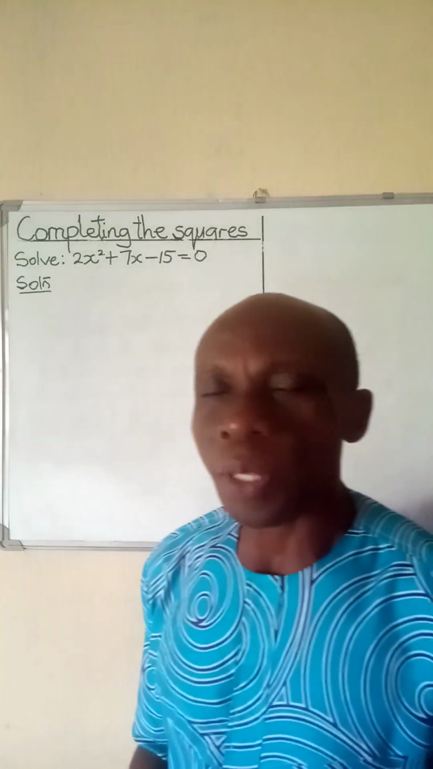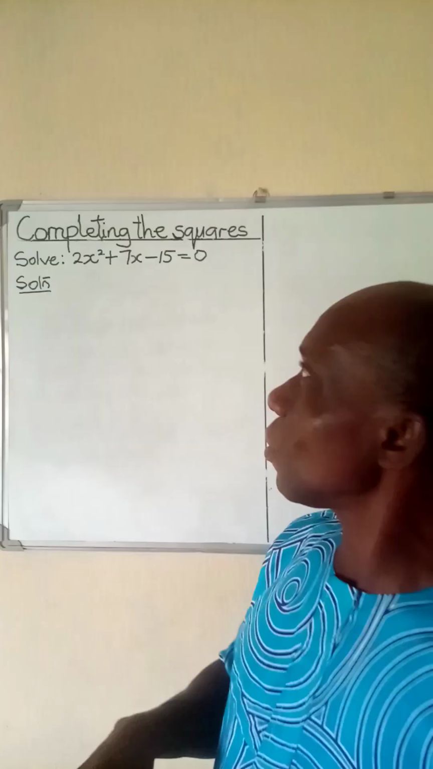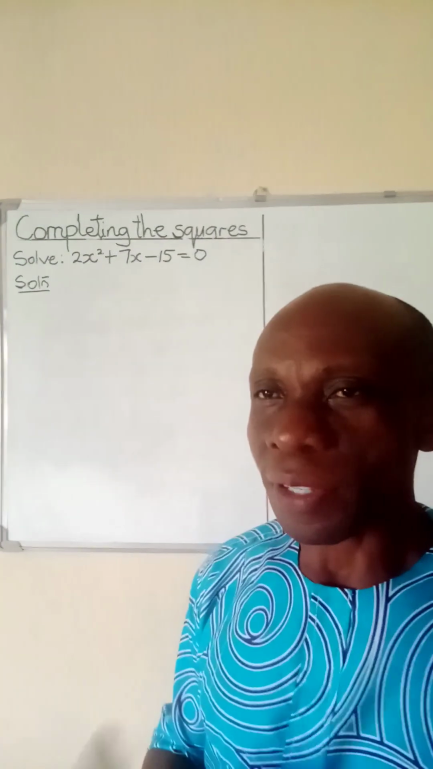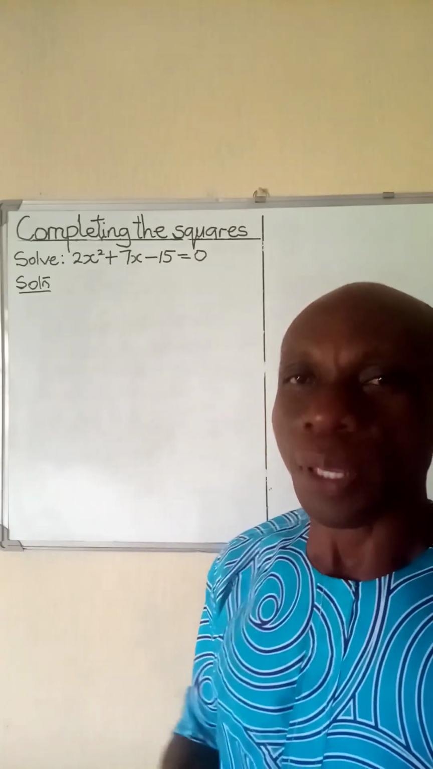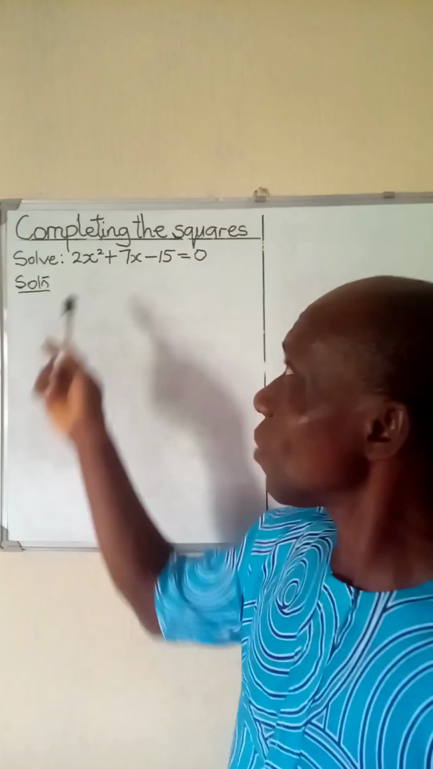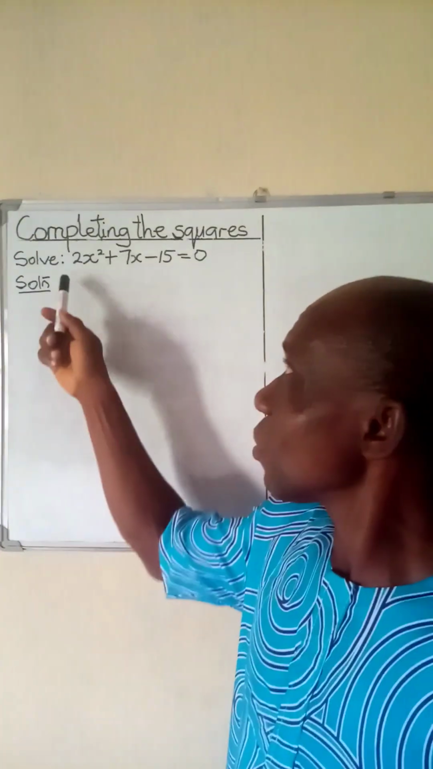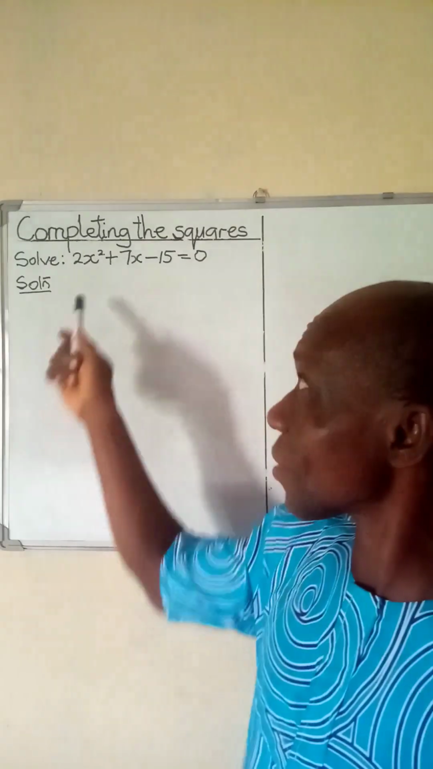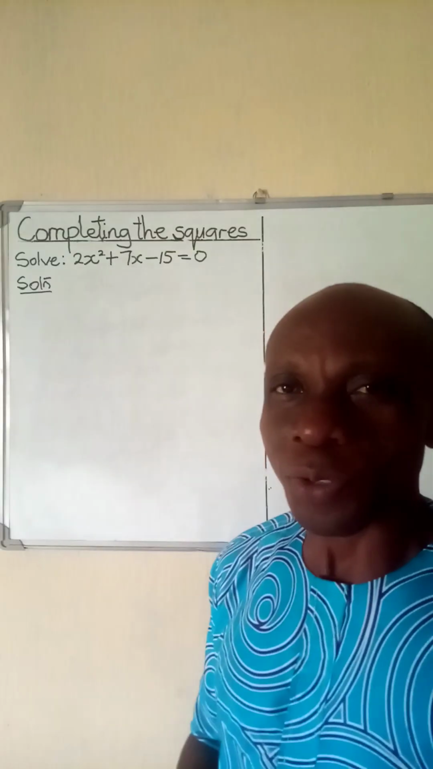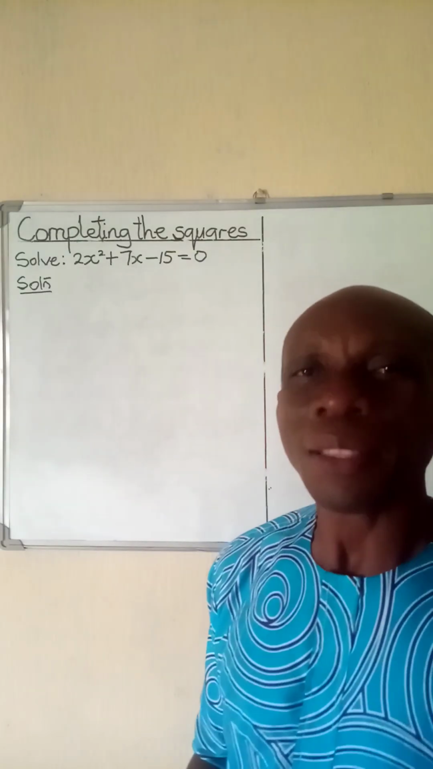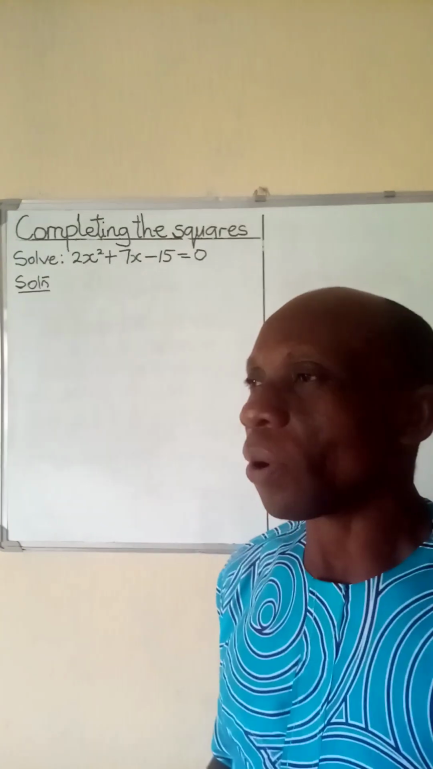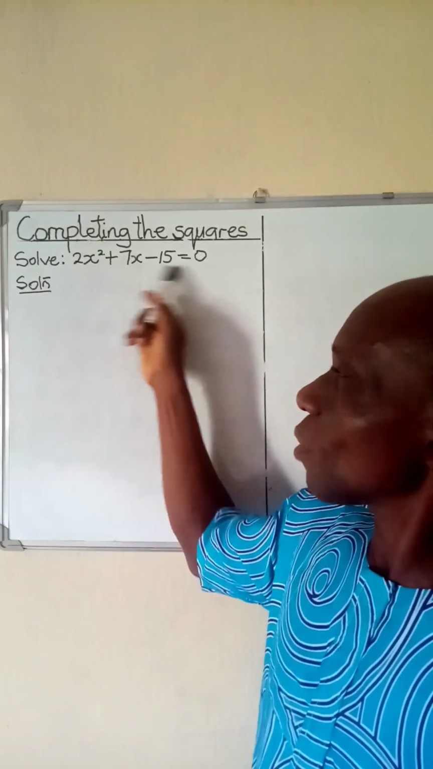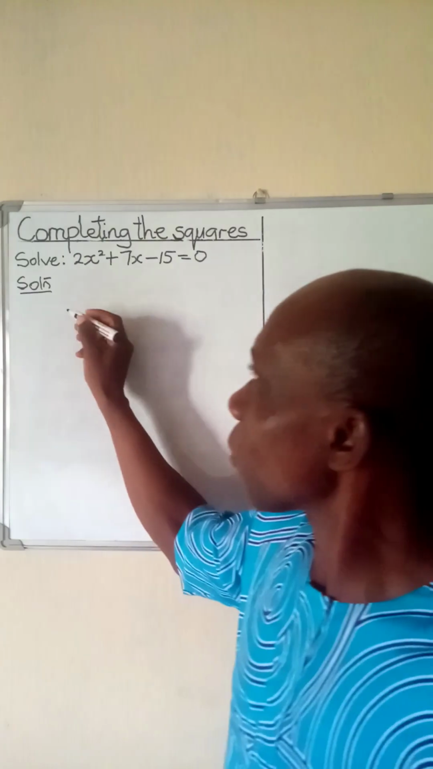What do you do with this method of completing the square? The first thing you do, look at the squared or leading term here. If the coefficient of that term is anything other than 1, you need to divide the entire equation by that coefficient. But if it is 1, you move on to stage 2. In our case, the coefficient of the square term is 2, so that's greater than 1. Since it's 2, we are going to divide the entire equation by 2. That's the first thing we are going to do here.